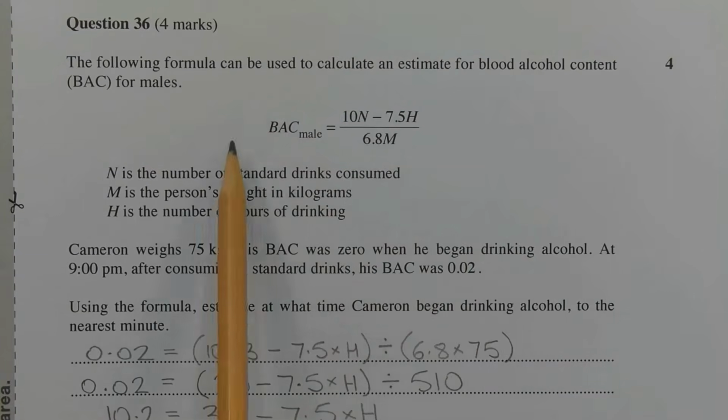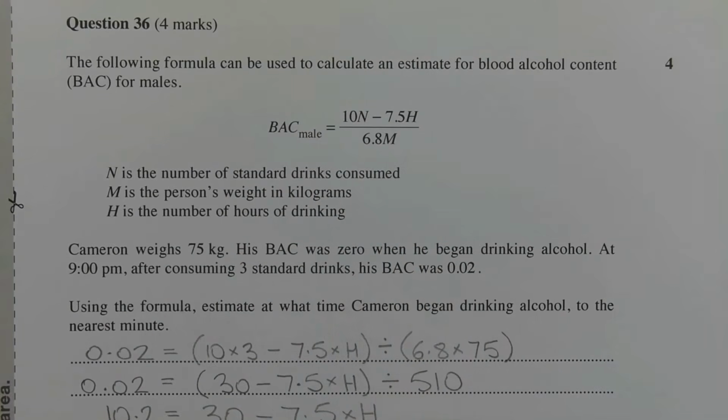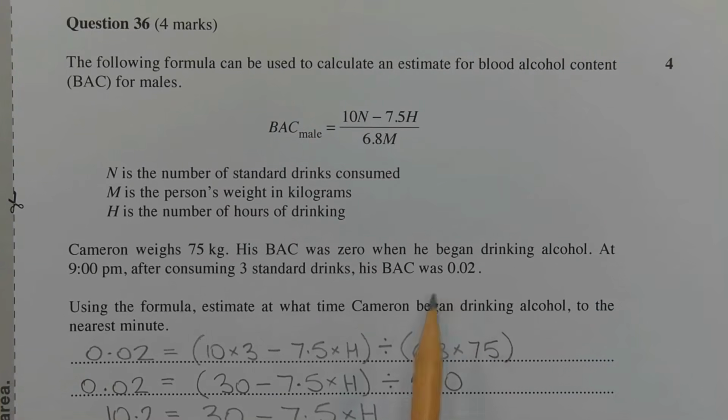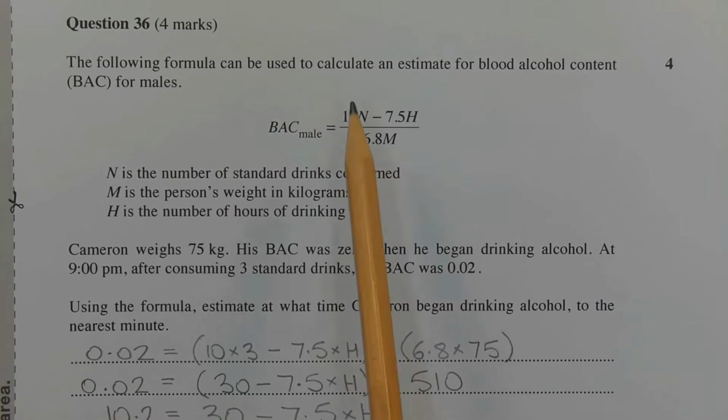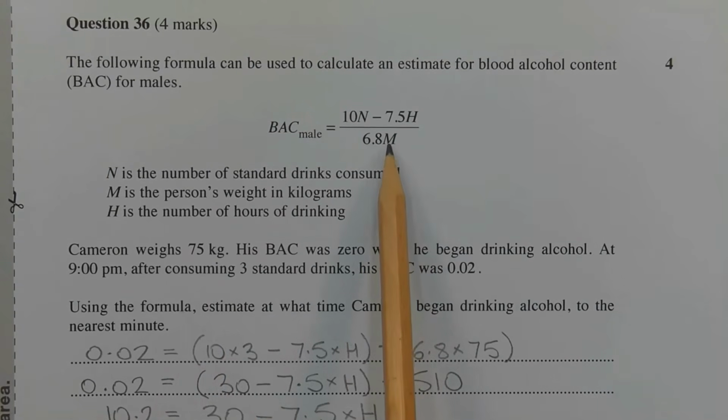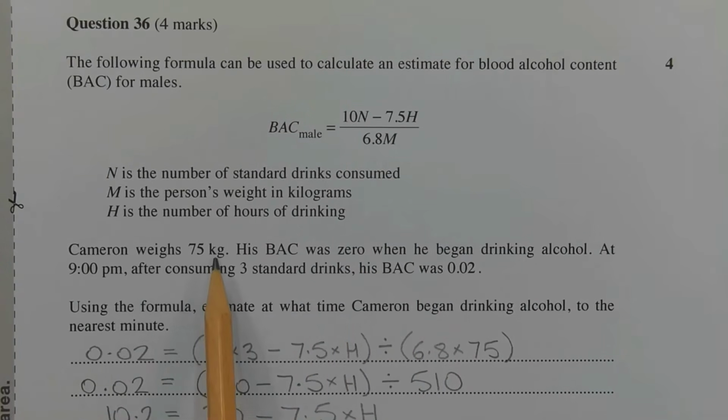The strategy is to rearrange this formula to make H the subject. Since H represents the number of hours that Cameron has been drinking, once we work out the value of H, we can subtract that from 9 p.m. to get the approximate time that Cameron began drinking alcohol. Now, we know some values already. We know that Cameron's BAC is 0.02 at 9 p.m. We know how many standard drinks he consumed, which is 3. We also know his weight, which is 75 kilograms.